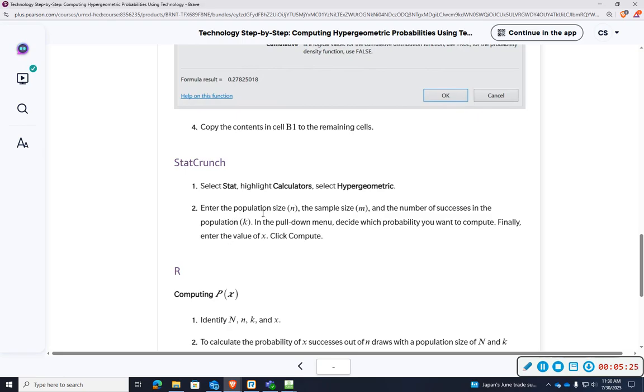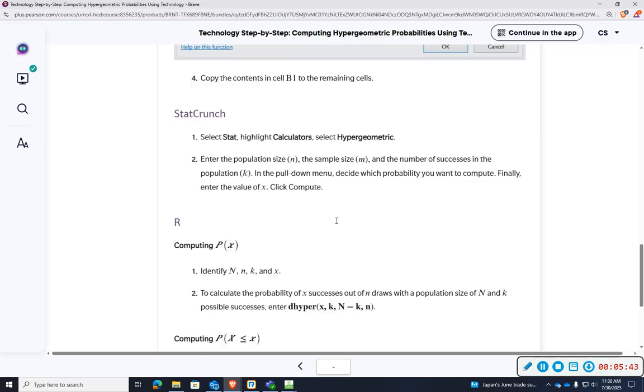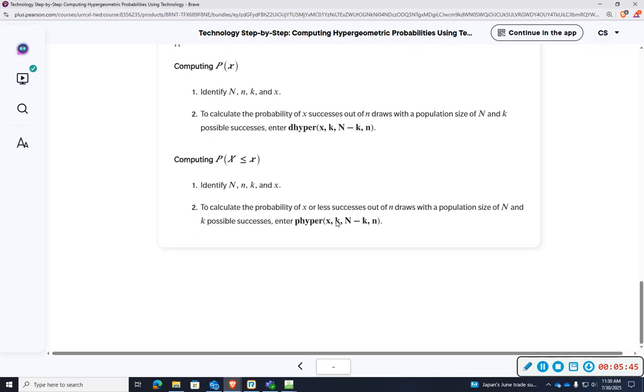Now in StatCrunch, what you want to note is that for the population size, they use the letter little n, and for the sample size they use m. So they don't use capital N, they use the lowercase n, and then they use m. And then for the number of successes, they still use k. So those are things you want to be aware of. All right, with that, we're going to jump into the problems and start working some of those.